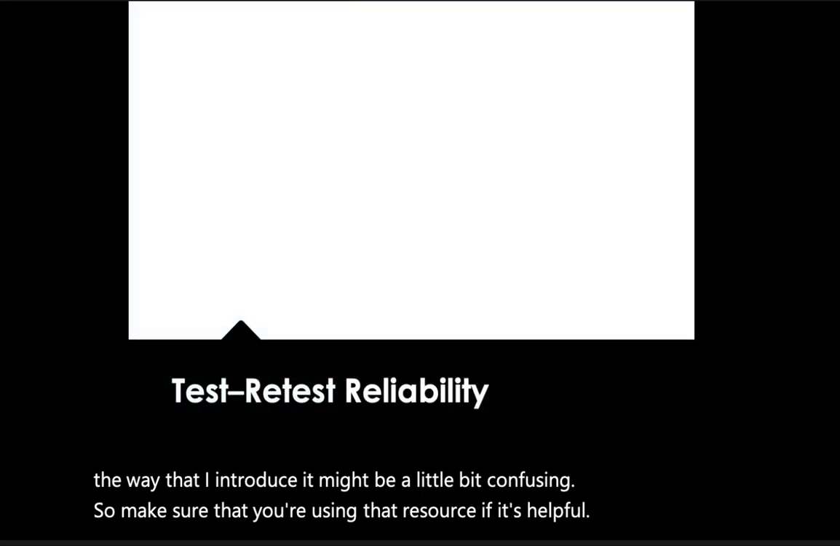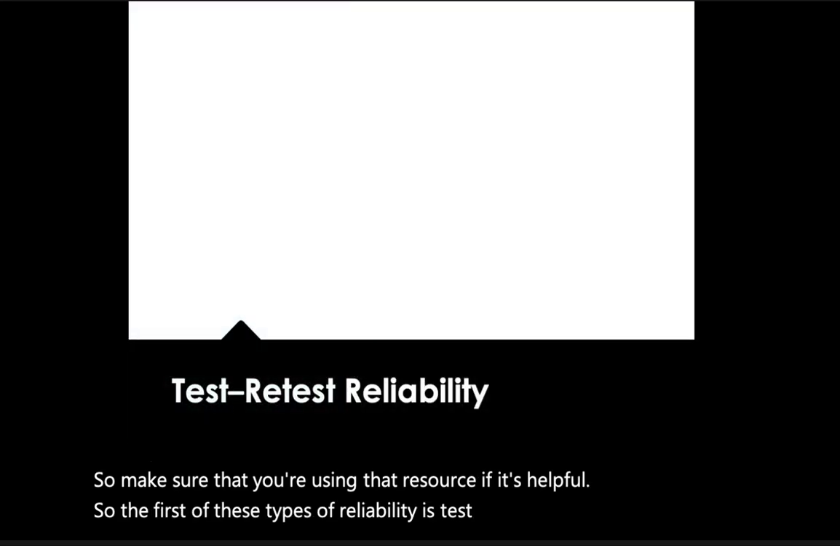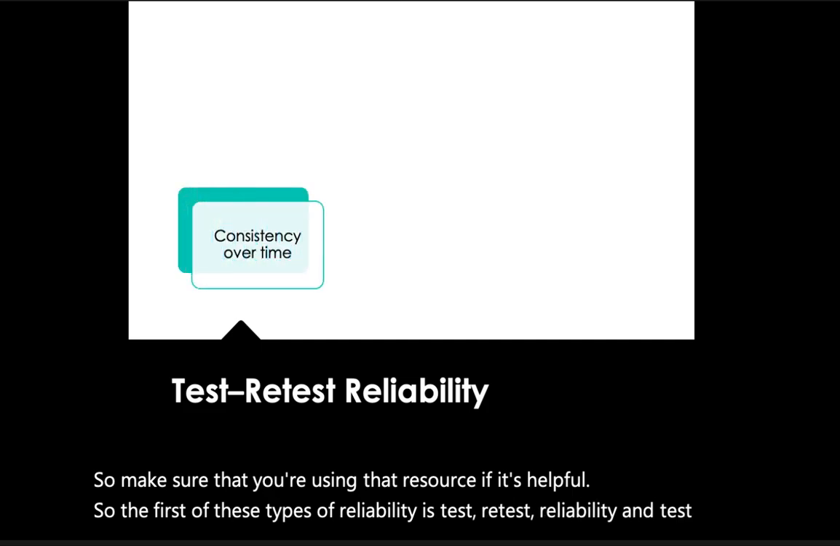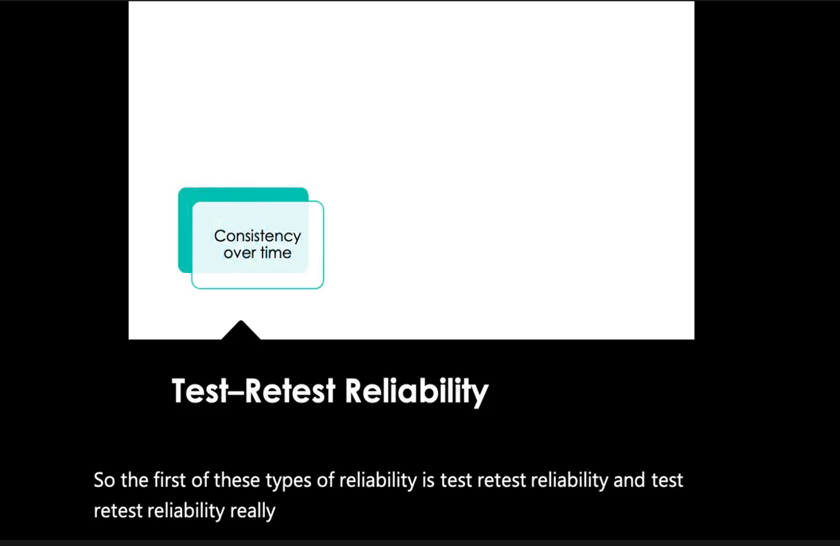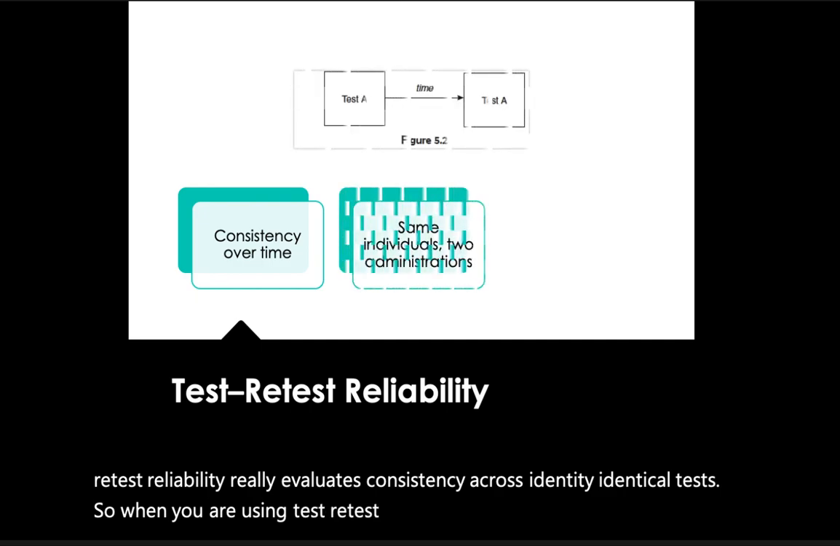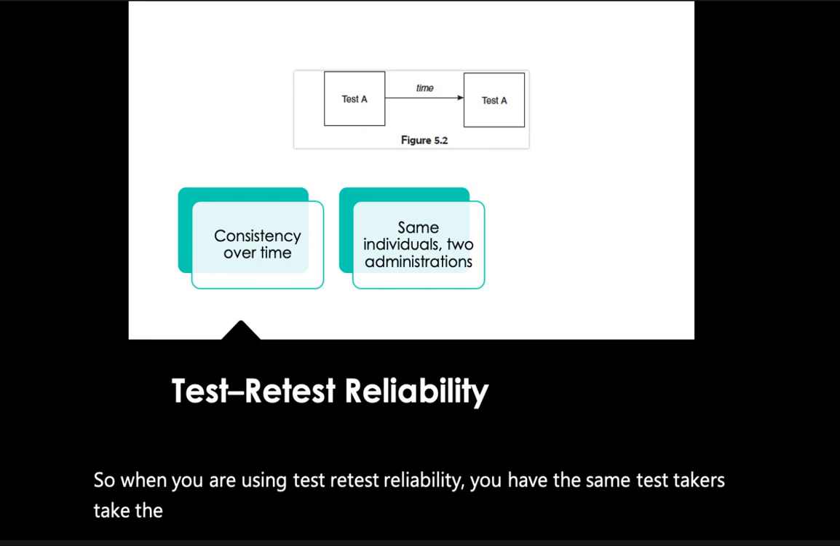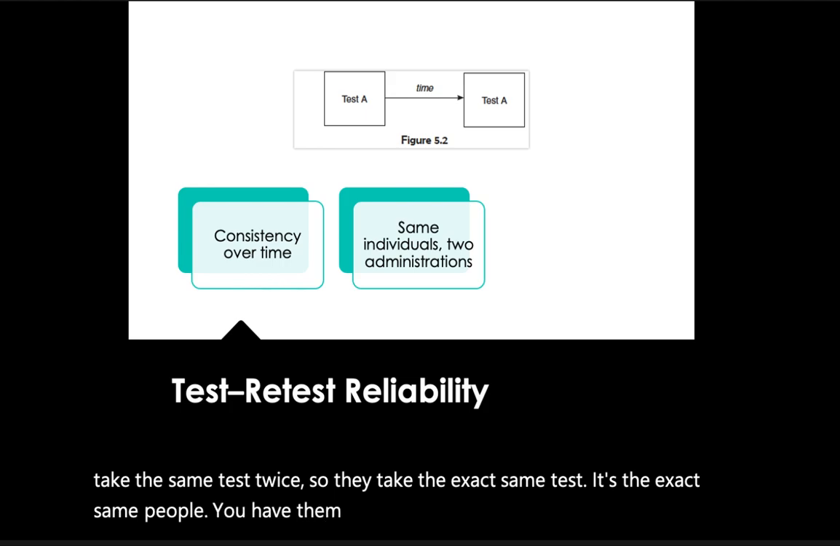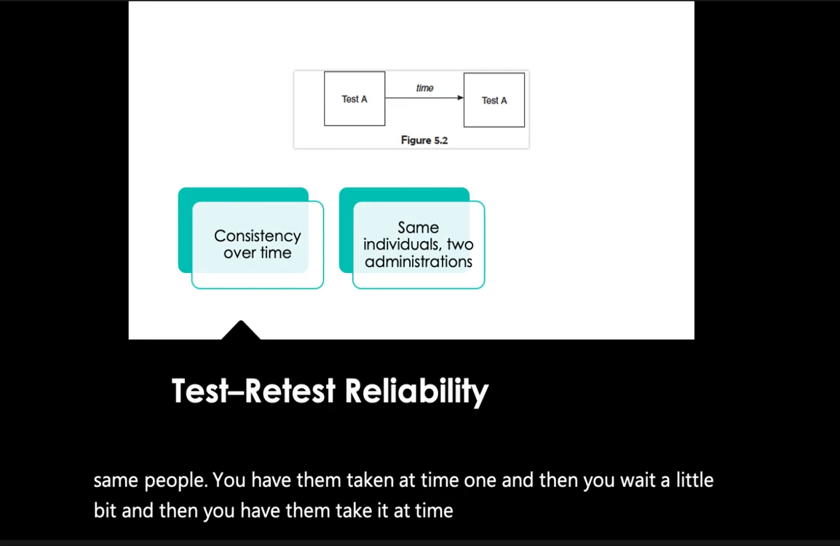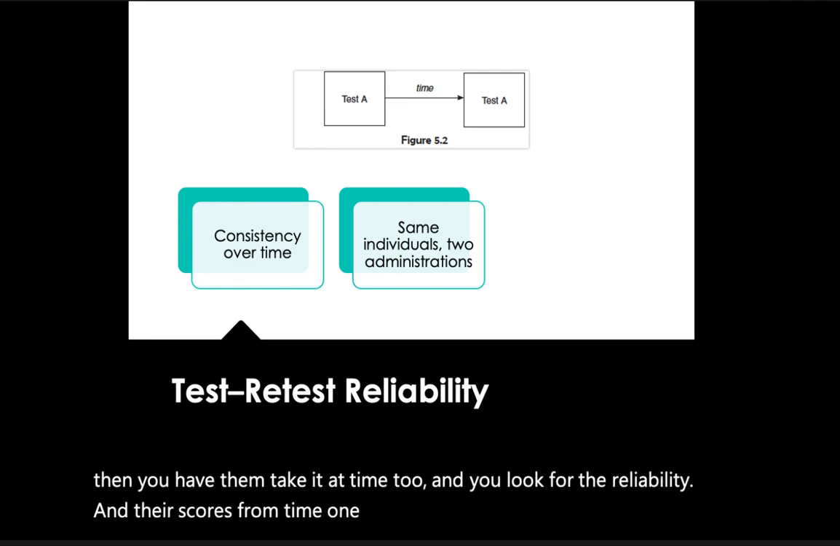So the first of these types of reliability is test-retest reliability, and test-retest reliability really evaluates consistency across identical tests. When you are using test-retest reliability, you have the same test takers take the same test twice. So they take the exact same test, it's the exact same people. You have them take it at time 1, and then you wait a little bit, and then you have them take it at time 2, and you look for the reliability in their scores from time 1 to time 2.